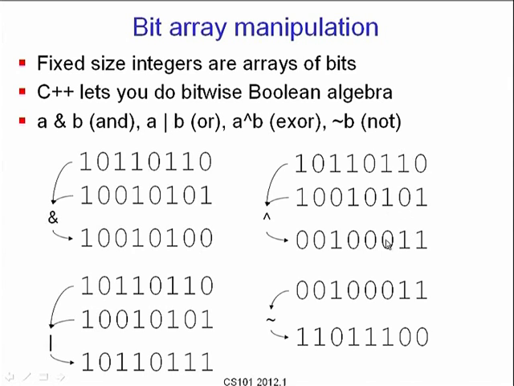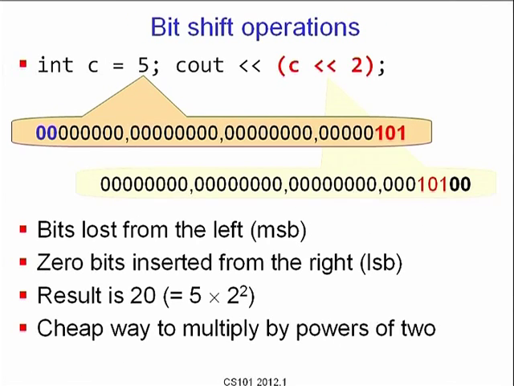If they are the same, you get a 0. If they are different, you get a 1. And NOT or tilde or twiddle, that just inverts the bits. Whatever there was 0, you get a 1, whatever there was a 1, you get a 0. So those are the basic bit array manipulations, but you can also do what is called bit shifts.